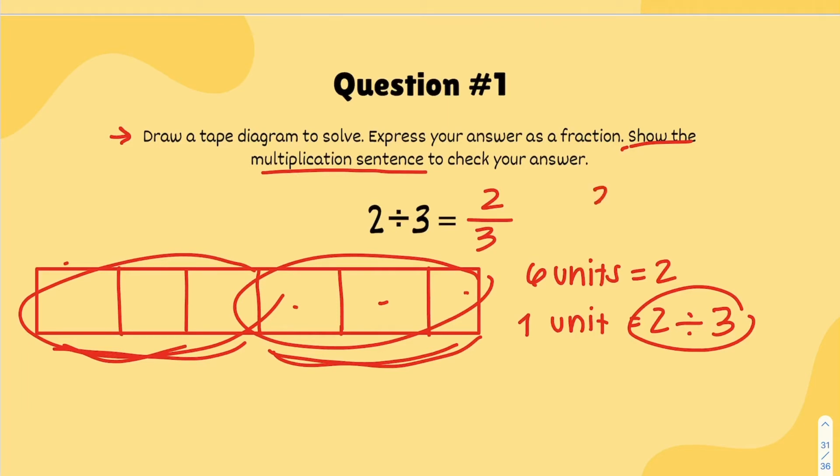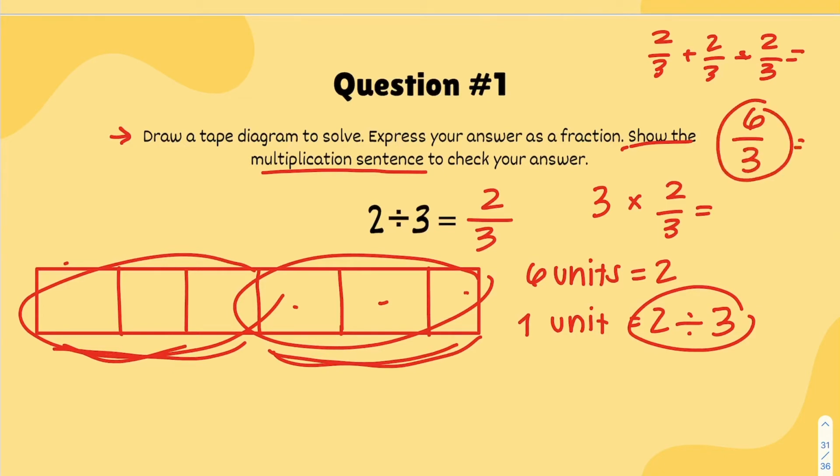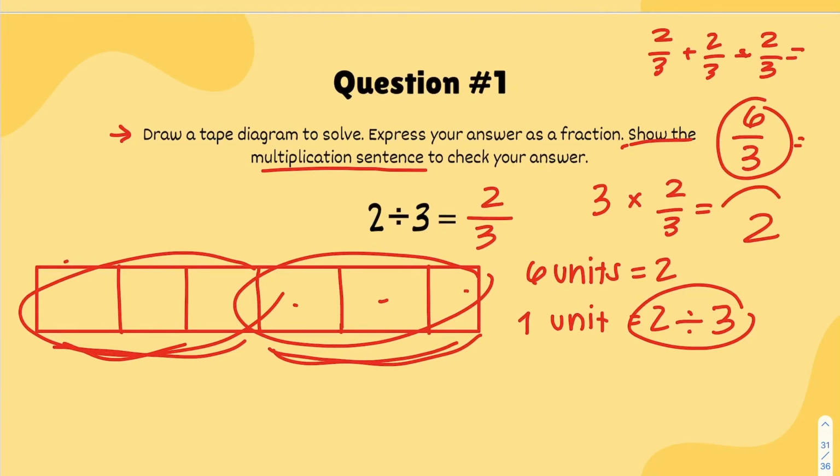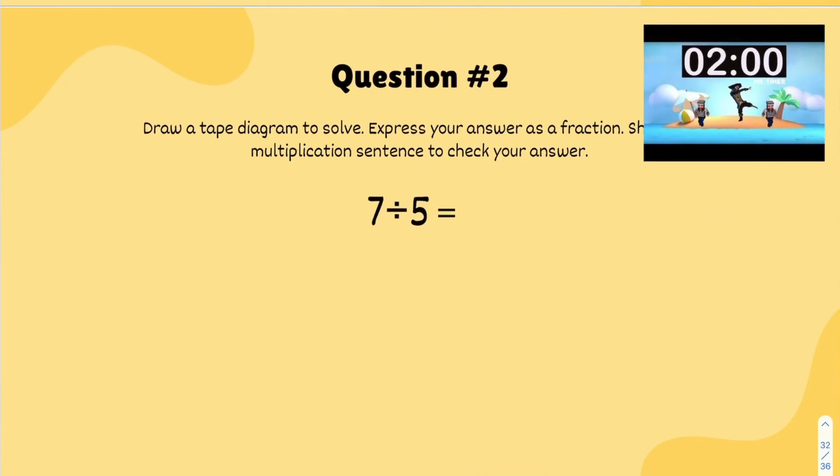So what we need to do is 3 times 2/3, or in other words, 2/3 plus 2/3 plus 2/3, and that will equal 6/3, which is also 2. And that does show us that it still continues to work. So for this one, I'm going to get it started for you, but go ahead and show your work. Make sure to show your work for the multiplication sentence.